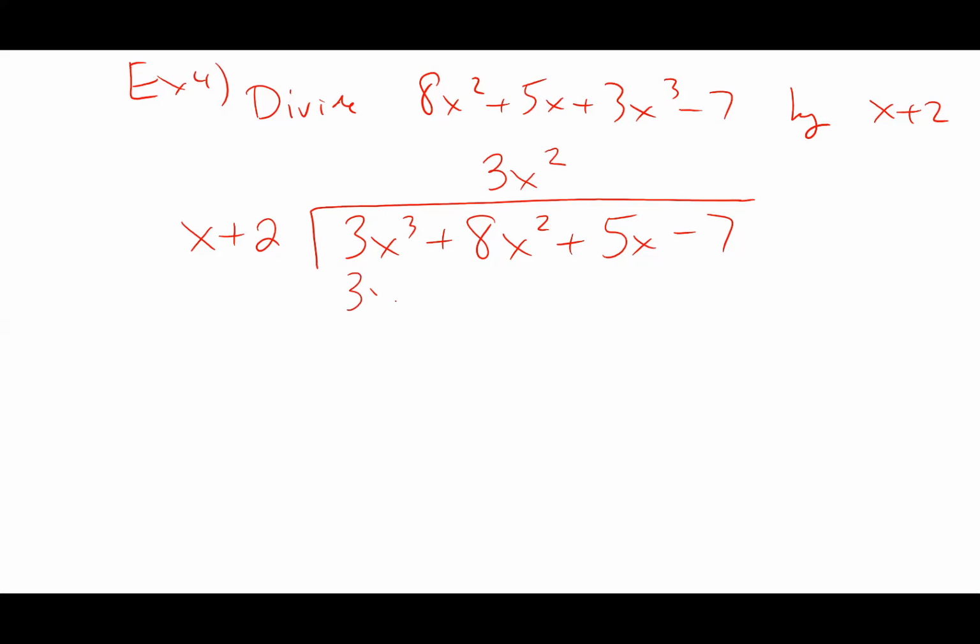And then I got myself a 3x cubed. 3x squared times 2 makes a 6x squared. And we are going to subtract or add opposites. That's cool. Okay. Let me pause there.